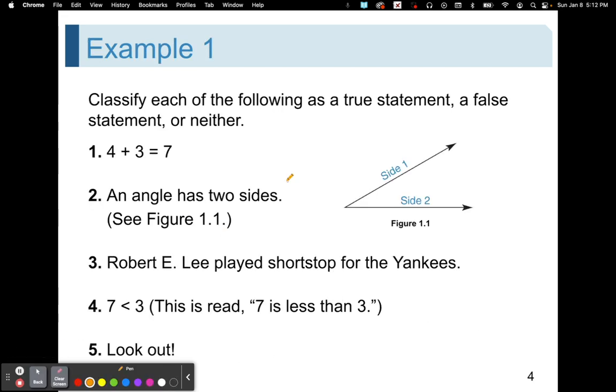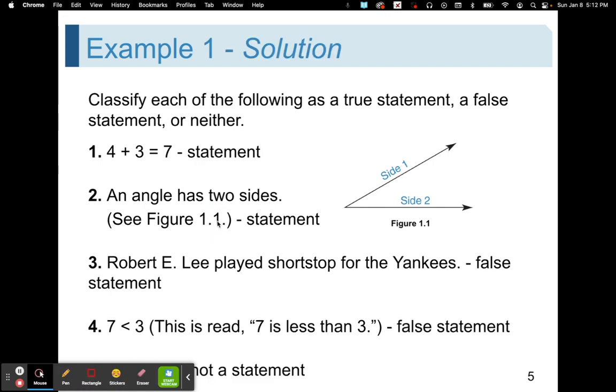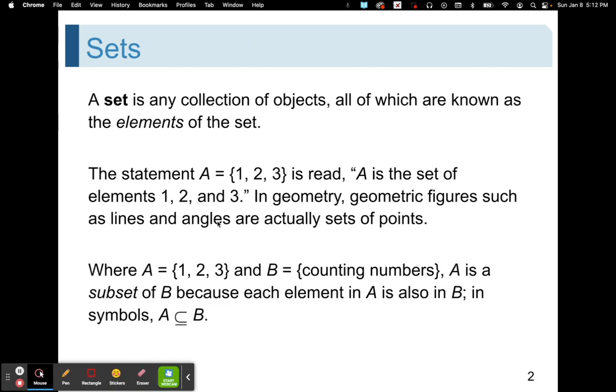All right, classify each of the following as a true statement or a false statement. So we're looking at statements now, and we've gone from sets to statements. Let me see if I skipped a slide here. It seems weird. Yeah, we did. Sorry about that.